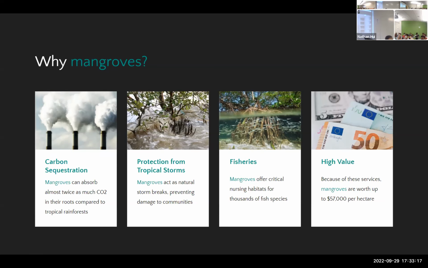Protection from tropical storms. I think we've all been seeing what's going on in Florida right now with storm surges. Mangroves in those areas actually help greatly with storm surges, acting essentially as a sponge. So we don't see as large storm surges. And they're also really good for the economies of the areas that they're in, offering nursing habitats for fish, and essentially providing a massive economic boon to the areas that they're in. So next slide.